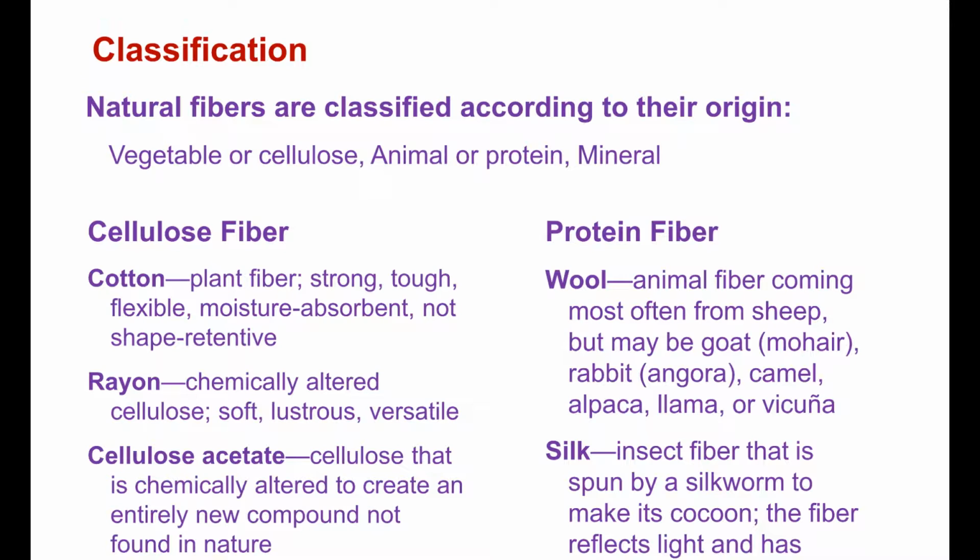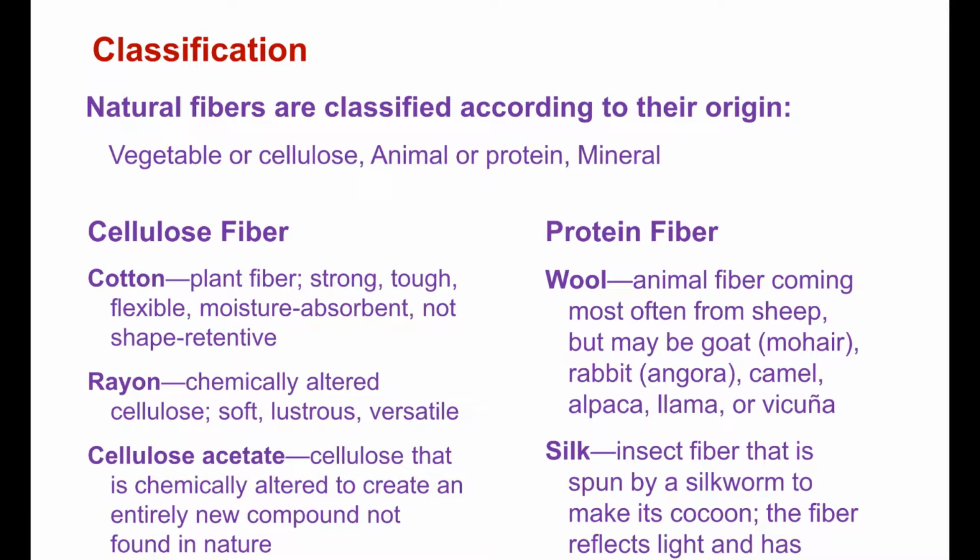Another example of a cellulose fiber is cellulose acetate. So cellulose acetate comes from cellulose that is chemically altered, but it makes a completely new compound that's never been found in nature. So this one, nowhere will you go and actually find this growing out of the ground or attached to an animal. This is completely lab-based.